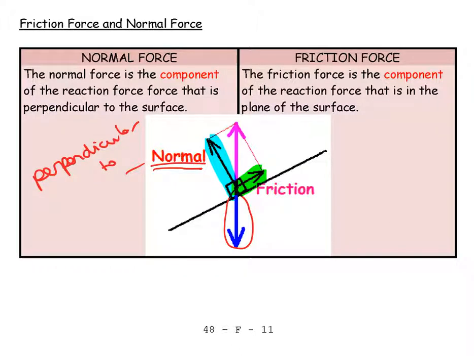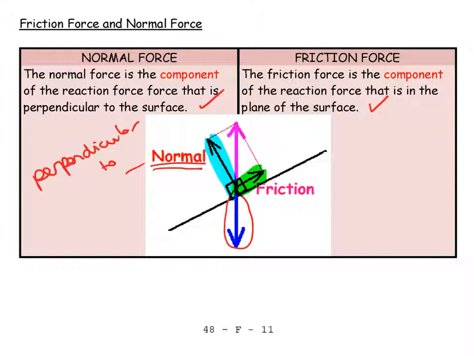So we say the normal force is the component of the reaction force that is perpendicular to the surface, and we say the friction force is the component of the reaction force that is in the plane of the surface. Frictional forces always go along the interface between the two objects, the block and the slope in this case, and they tend to act in the direction which opposes the tendency to motion. So on a slope, you could imagine this object wants to slide down the slope, even if it's not moving. And so the frictional force will be up the slope, opposing that tendency to motion.